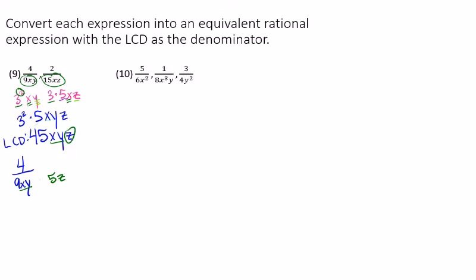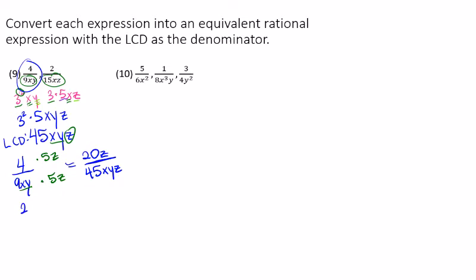But if I do that to the bottom, I want to do the same thing to the top, right? So I'm going to multiply by 5z on top as well. And so what I'll end up with is 4 times 5z on top is 20z. And on the bottom, 5 times 9 is 45. And then I'll have x, y, z. All right, so that's equivalent to this one here. We got that one covered.